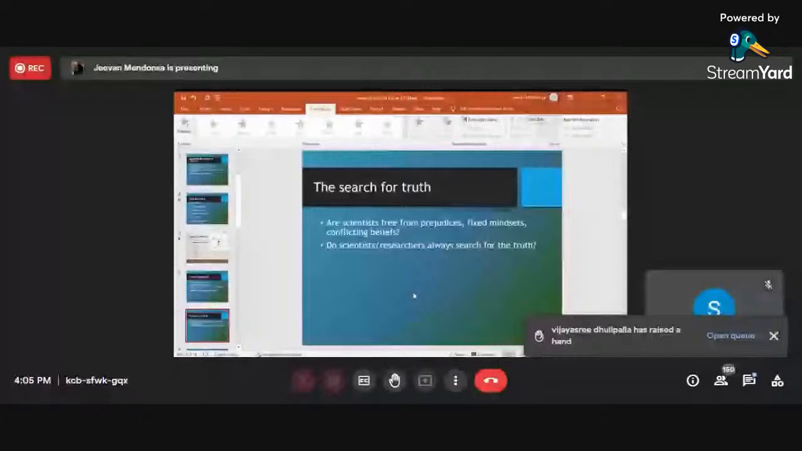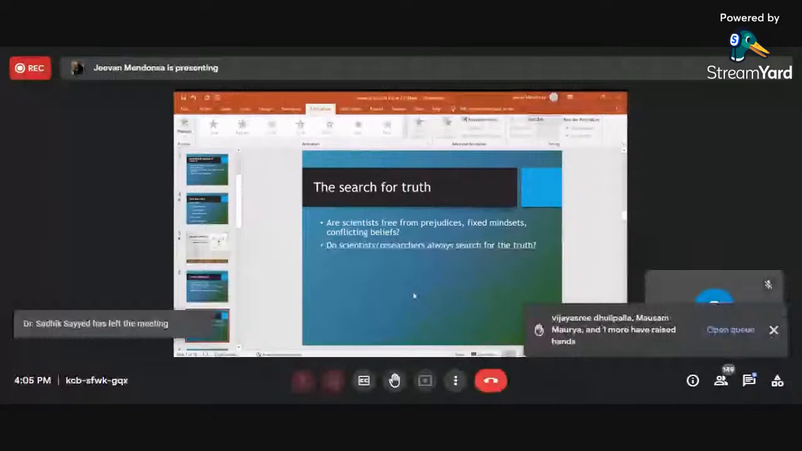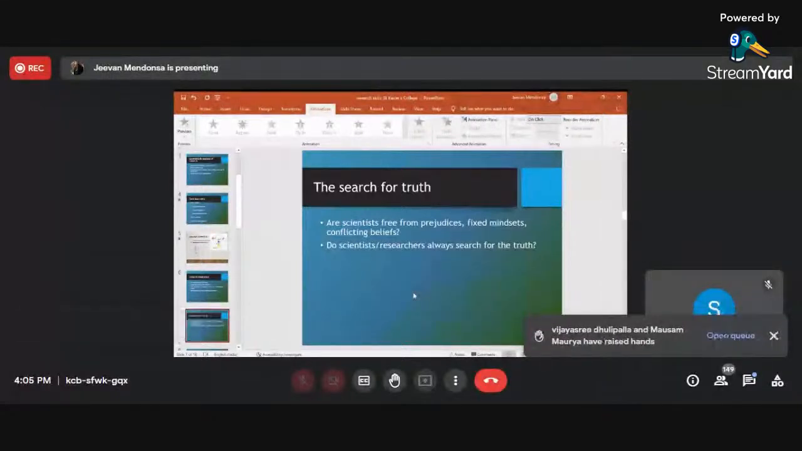When I'm speaking about research, as I was saying, I'm going to also question the research that is happening. And I have two questions in this regard. Are scientists or researchers, for that matter, free from prejudices, fixed mindsets, conflicting beliefs? Do scientists or researchers always search for the truth?